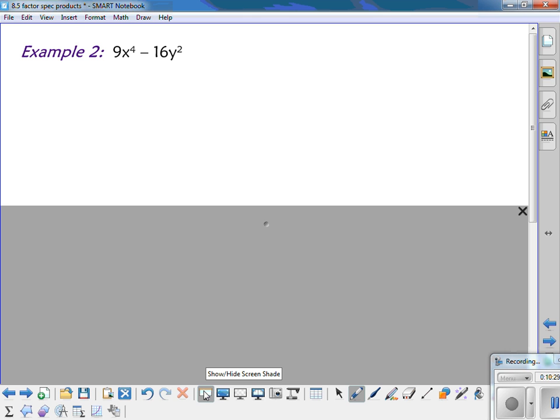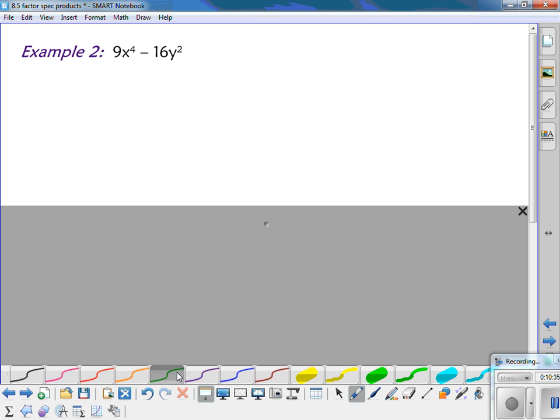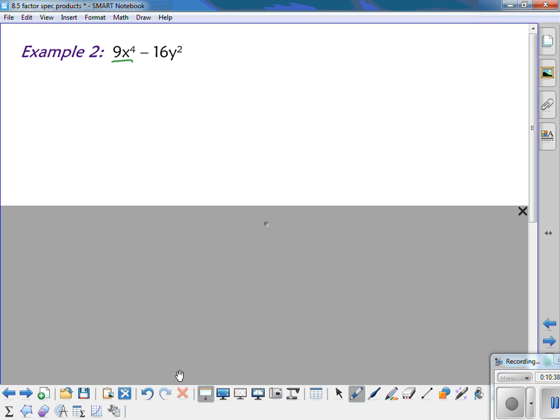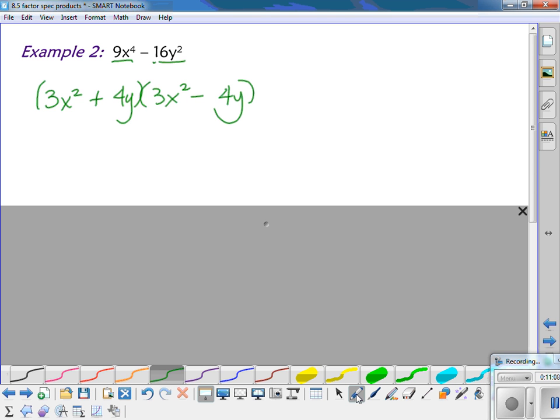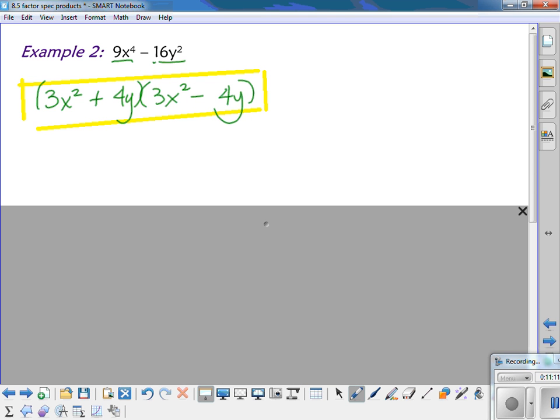All right, here's another example. All right, so now I've got 9x to the 4th and 16y squared. Are those still perfect squares? Yeah, they are. What's the square root of my 9x to the 4th? 3x squared, right. So I'm going to have 3x squared times 3x squared to get my 9x to the 4th. And what do I have to multiply to get 16y squared? 4y. And because it's the difference of squares, I have different signs. Okay, questions there? All right, on your whiteboards.